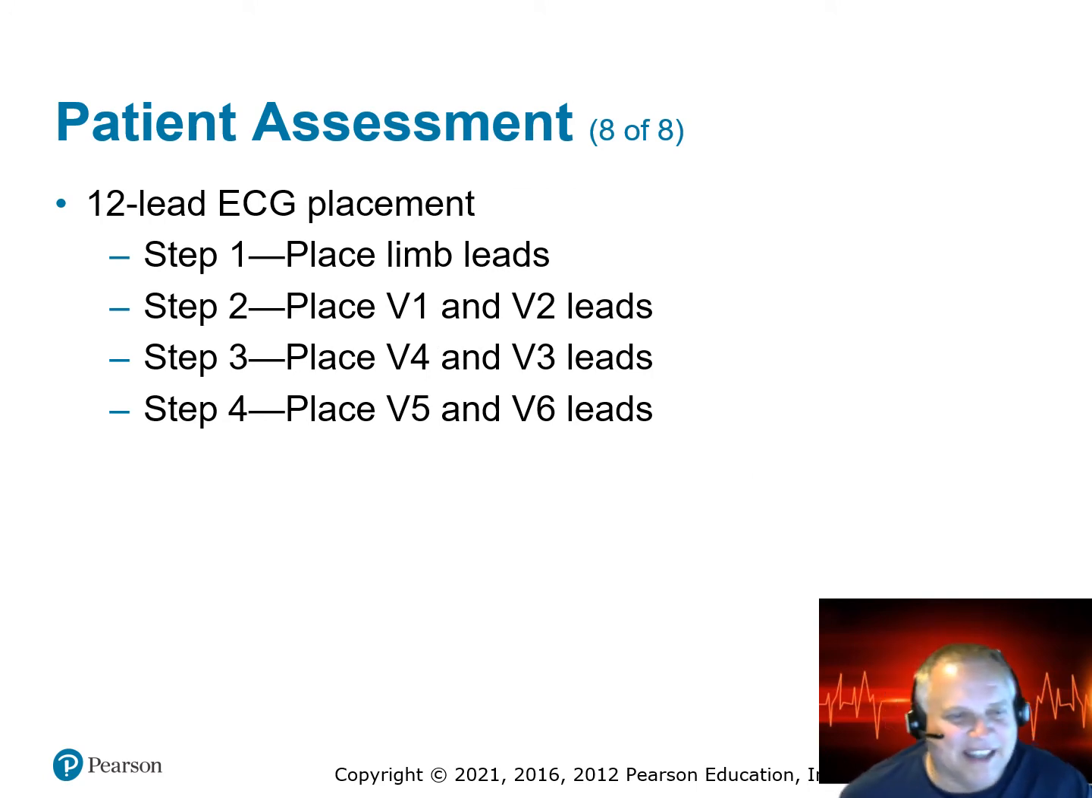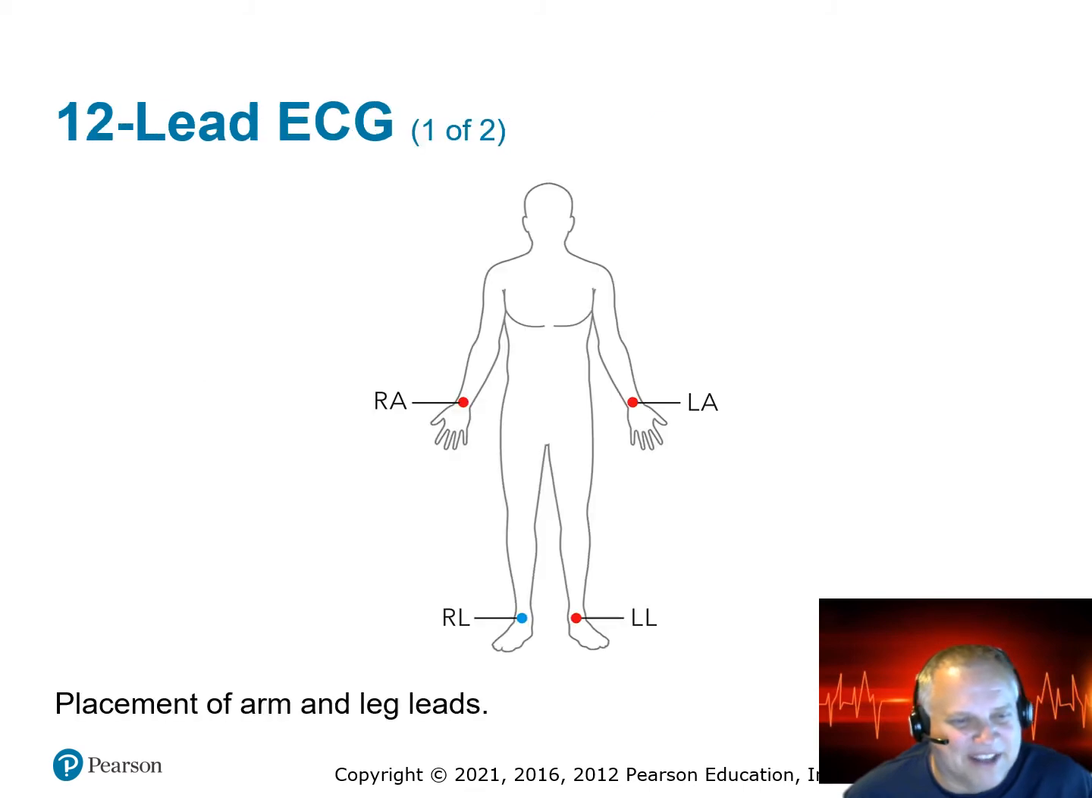So placing the limb leads, you do those on each one of the limbs, and they are labeled left leg, right arm, left arm. Place the V1 and V2. They are on either side of the sternum. Then you have 3 and 4 around to the left, and then 5 and 6 even further down on the left. So you kind of circle the chest around the left side. The left side is chosen because that's a bigger side of the heart.